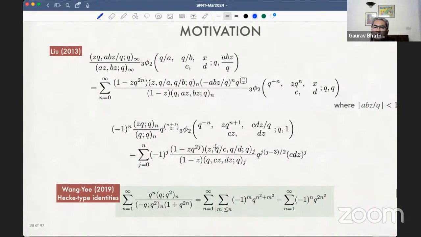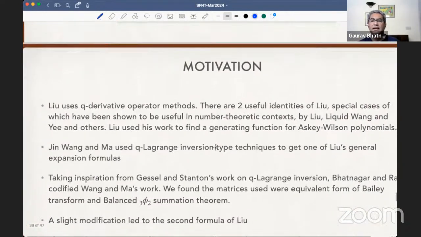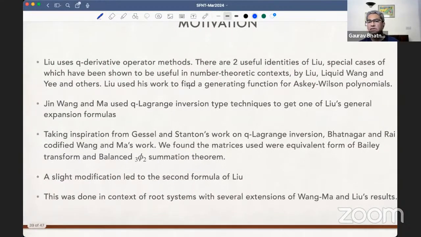So it's not only Liu and not only Wang and Yi, but Liu found special cases of his work which were very different. He found some generating functions for Askey-Wilson polynomials. He showed they're important. Our work started when we saw that Liu used some q-derivative operator methods, and there are actually just two very useful identities of Liu, and special cases have been shown to be useful by many other people. This is not Liu. This is Likuan Wang.